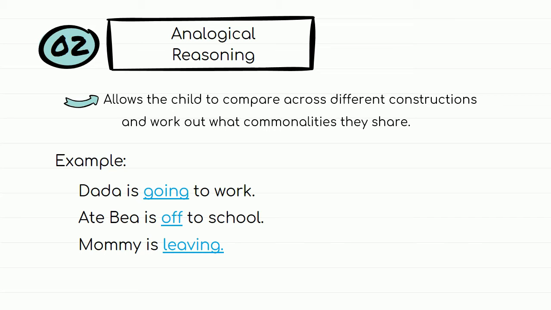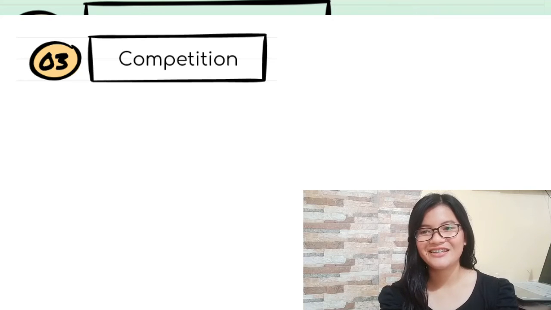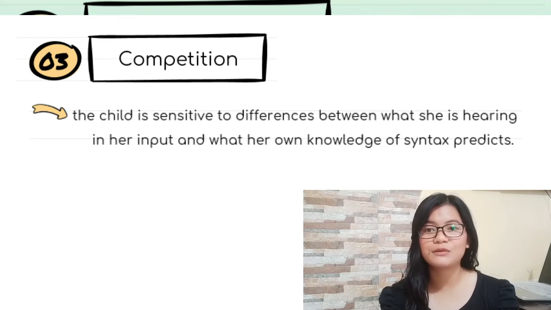But if the child sees his Dada, Ate Bea, and Mommy walking away from him whenever he hears them saying the word going, off, and leaving, he would work out these commonalities they share and construct a meaning which is departure and exit. Now the child learns that the word going, off, and leaving have the same meaning and are associated to going away, walking away, departure, or exit. Third skill is competition. The child is sensitive to differences between what she is hearing in her input and what her own knowledge of syntax predicts about upcoming sentences, so that she can correct errors in her own knowledge.